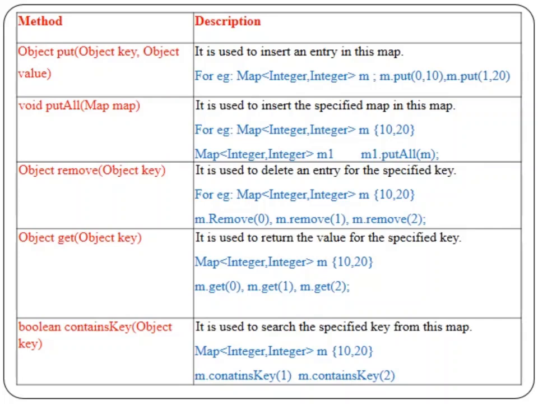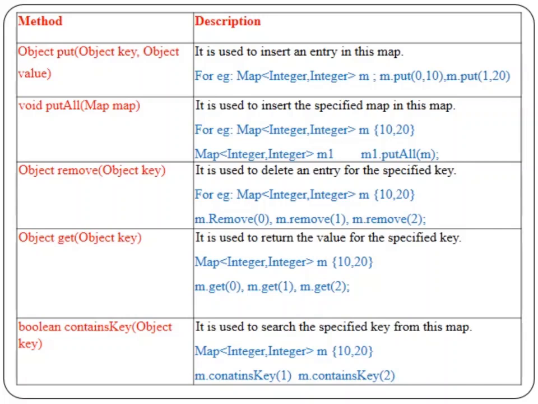So the method returns 1. When I say remove(1), 20 is removed because 1 is also available as a key. So again the method returns true. When I say remove(2), the key 2 I have never stored. In that case the method is going to return false. So if no such key element is found, an exception will be generated.